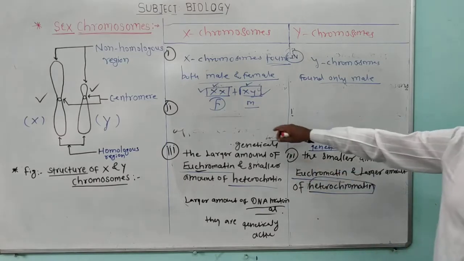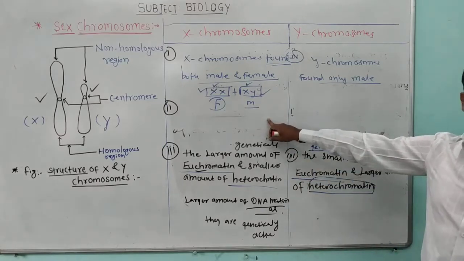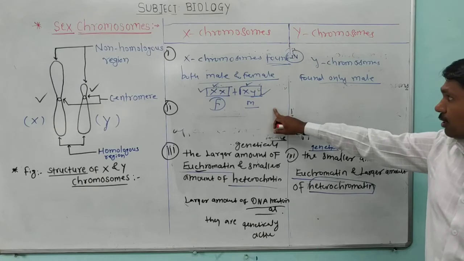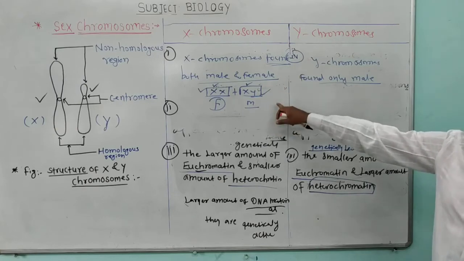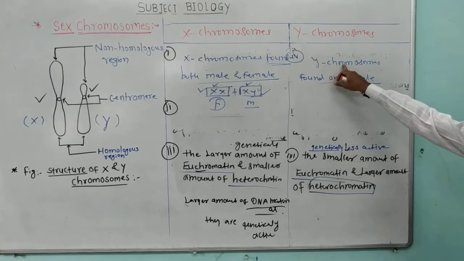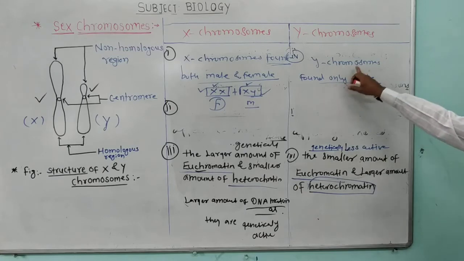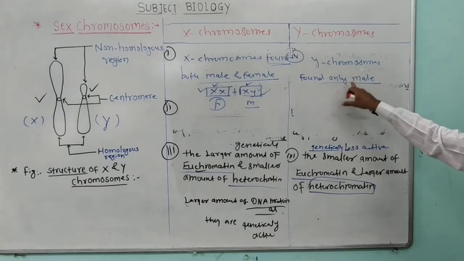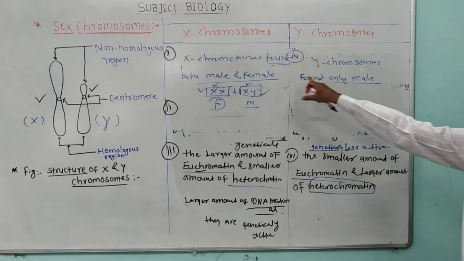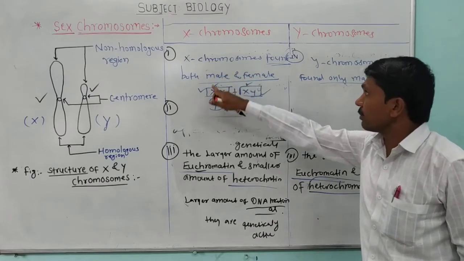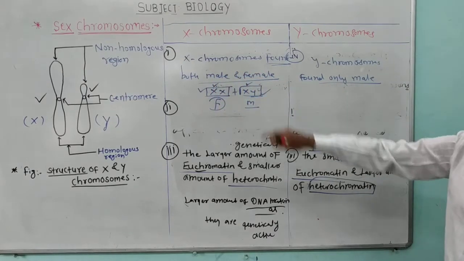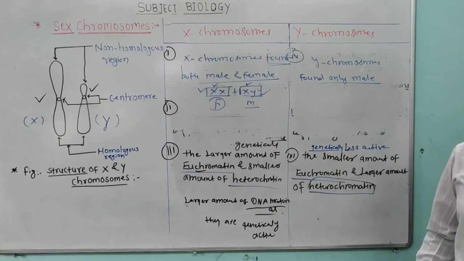In the upcoming lecture, that is the sex determination in human beings, we will discuss this in detail. So on the Y chromosome, genes are found only in the male parent, and the X chromosome is found in both male and female. That is the main difference between the X and Y chromosome.